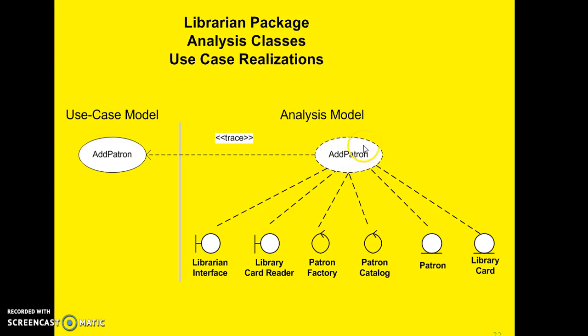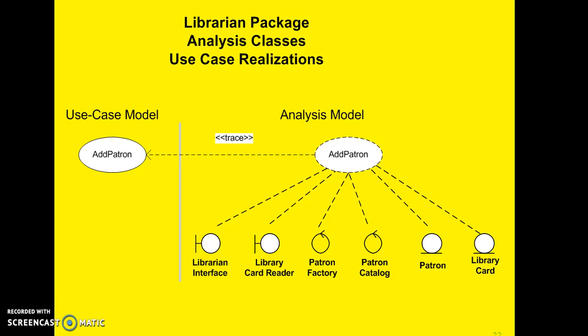So if you want to execute these association classes or use case realization classes, we require a certain set of interfaces. They are librarian interface, library card reader, pattern factory, which is a control class, pattern catalog, pattern entity class, and library card entity class. So there are two boundary classes, two control classes, and two entity classes required. These classes form the analysis model to run the use case add pattern.